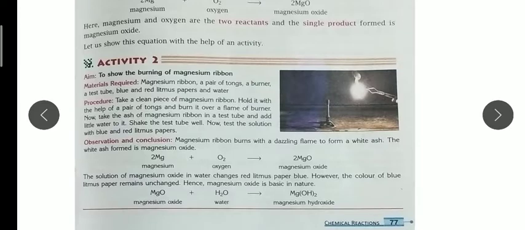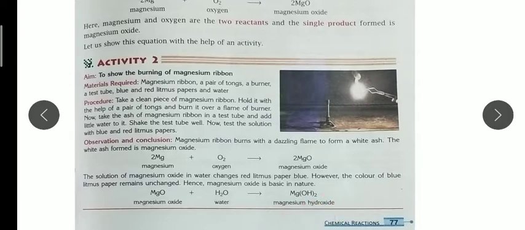Whenever we burn the magnesium ribbon, what will happen? Over a flame or Bunsen burner, we can collect the ash of magnesium oxide in a watch glass. When we add water into it, what will happen? It will turn into magnesium hydroxide. So you can see the first reaction is when magnesium reacts with oxygen, it will form magnesium oxide, and in the second reaction, when we add water, it will convert into magnesium hydroxide, which is a base.